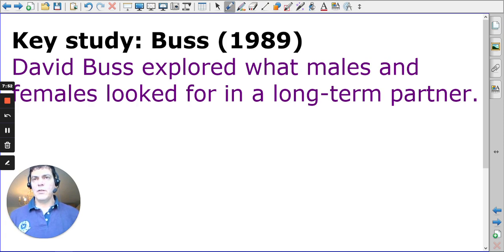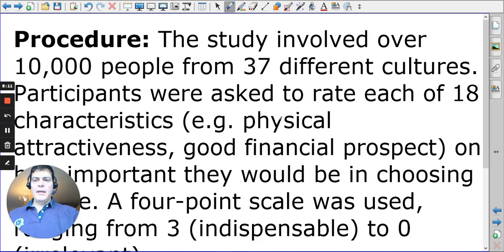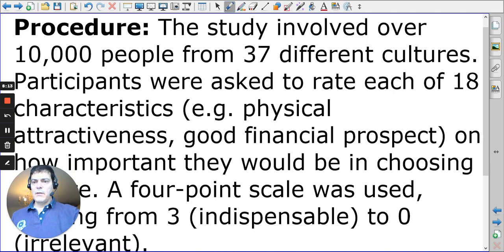Now, Buss can be used for evaluation, and when I do the next part of the video, we will look at evaluation. But it's worth having a look at in terms of the knowledge, because it does point out some of the obvious things that we might want to look for in terms of long-term partners. And he looked at both males and females and asked them questions about long-term partners. As we can see, I know it's obscured a bit, there's a large sample, 10,000 people, and also 37 different countries or cultures.